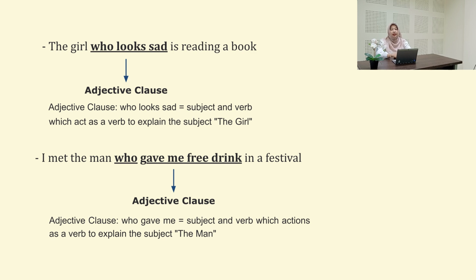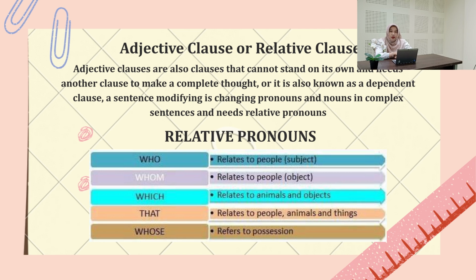Okay, everyone. So what is an adjective clause or relative clause? An adjective clause or relative clause is a clause that cannot stand on its own. So it needs another clause to make a complete thought or sentence. Or it is also known as a dependent clause. It modifies a pronoun or noun in a complex sentence, and of course needs relative pronouns. There are some relative pronouns such as who, whom, which, that, and whose.